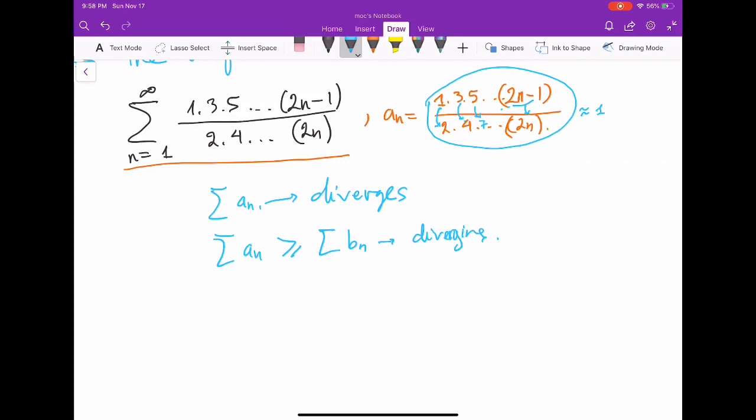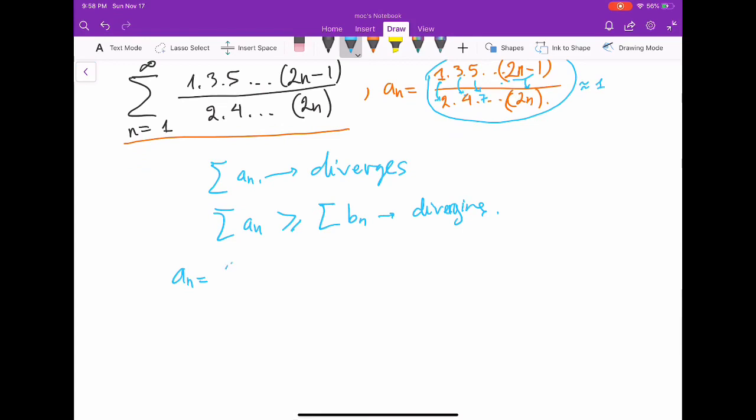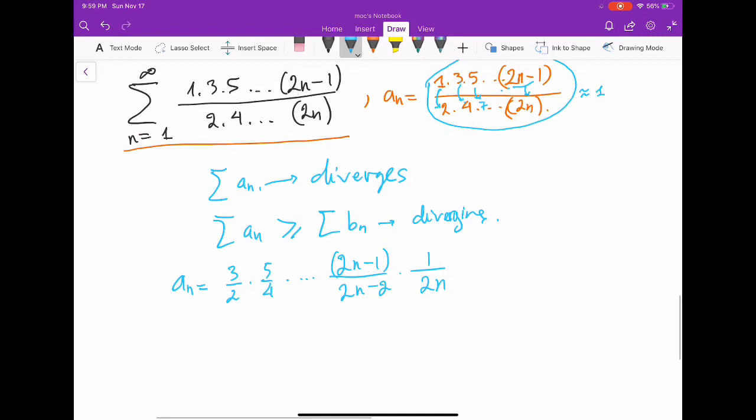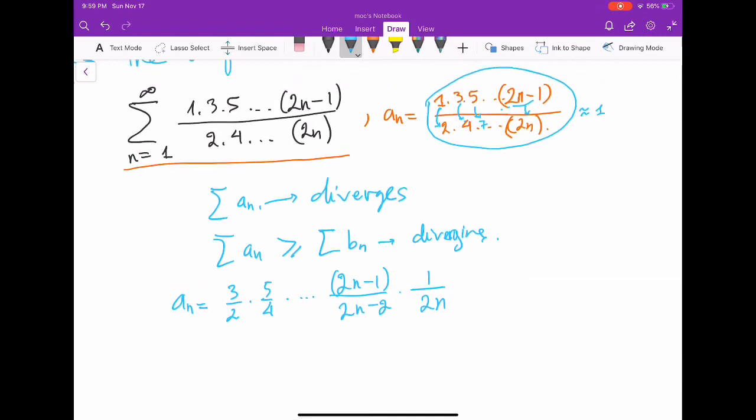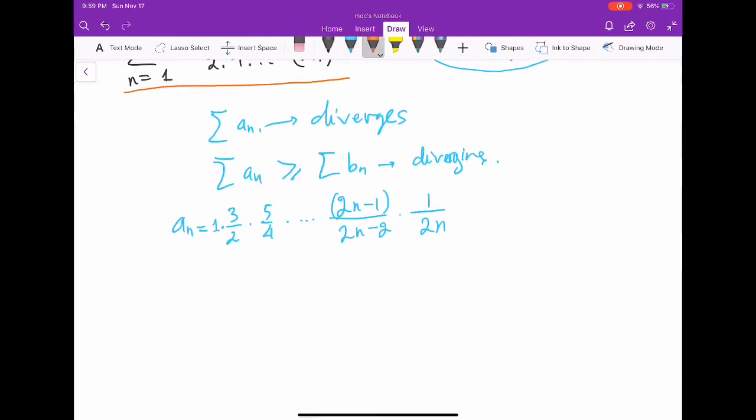Let's say I will rewrite a_n, okay? a_n is 1, but 1 is nothing. 1 is 1, so I don't write it because multiplying by 1 does not affect my product. I write 3 over 2 times 5 over 4 times and so on times (2n minus 1) over (2n minus 2) and times 1 over 2n. Okay, you see, I just rearranged the quotient a little bit. So here, instead of 1 over 1, I write this, okay? So I have that. And let's pay attention to each factor here, right?